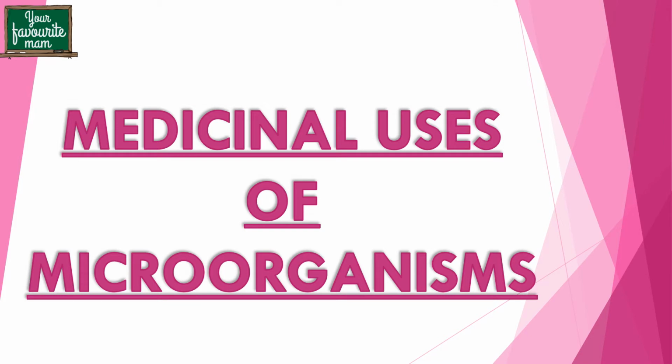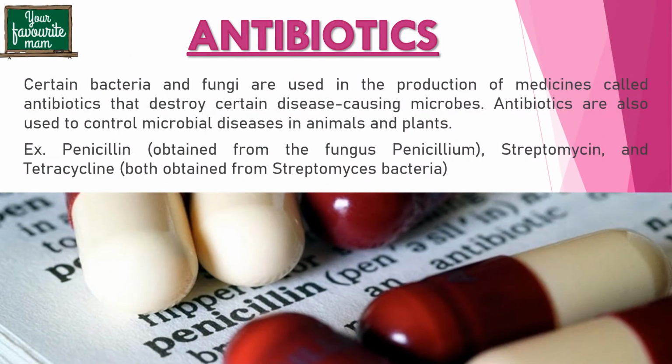Now let's talk about some medicinal uses of microorganisms. The first and foremost is antibiotics. Certain bacteria and fungi are used in the production of medicines called antibiotics that destroy certain disease-causing microbes. So antibiotics are also used to control microbial diseases in plants and animals. Example, penicillin, which is obtained from the fungus Penicillium, and streptomycin or tetracycline, which are obtained from Streptomyces bacteria.